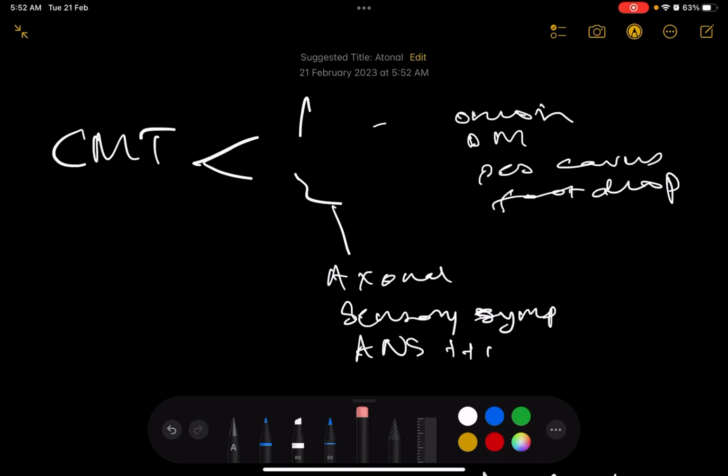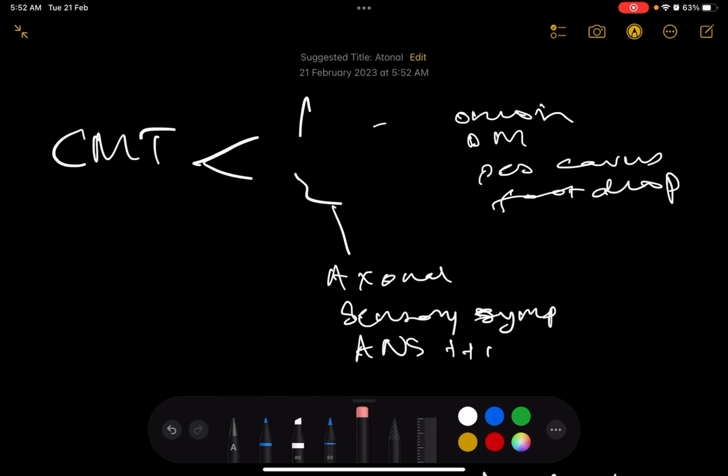Hi, so we're gonna talk about some really cool diseases. They have a genetic component to them. If not genetic, then definitely they have a developmental component. So let's directly get into it.